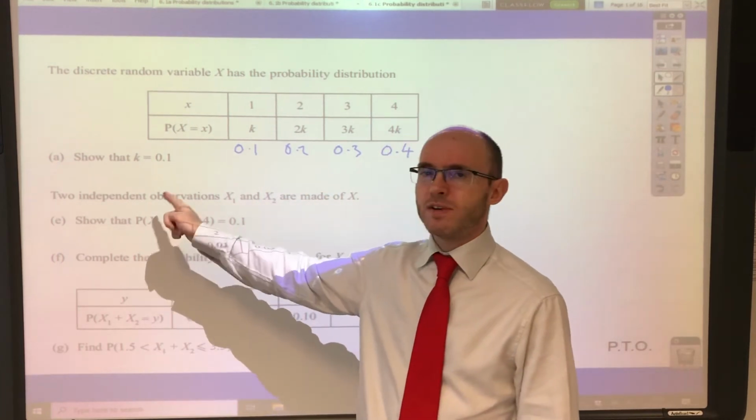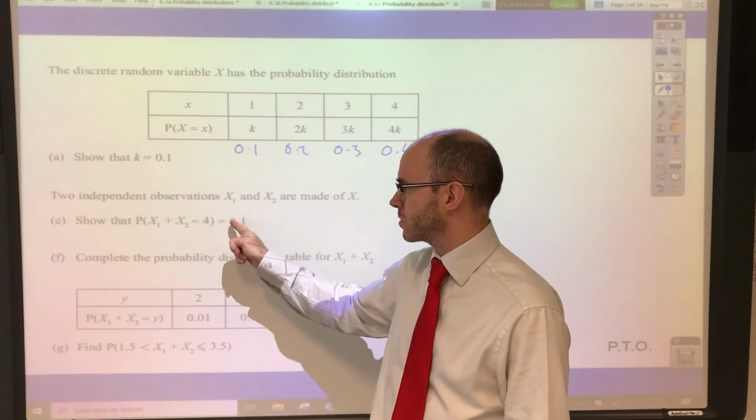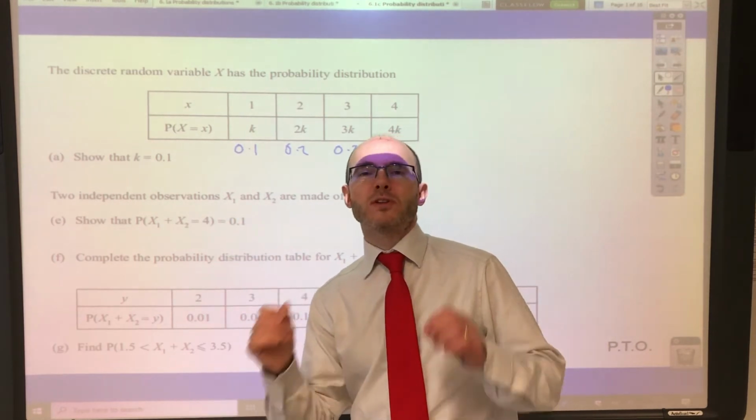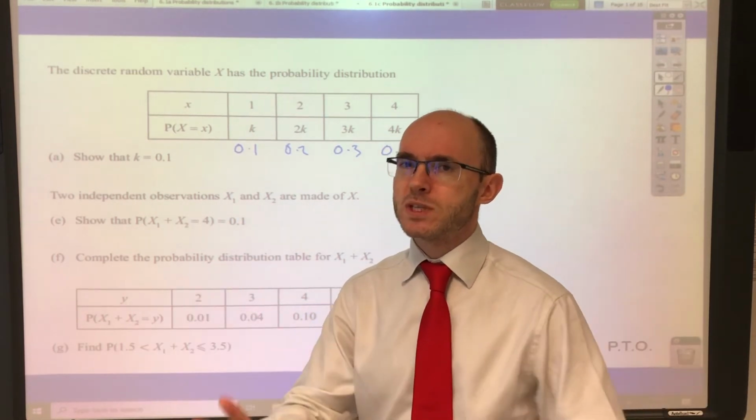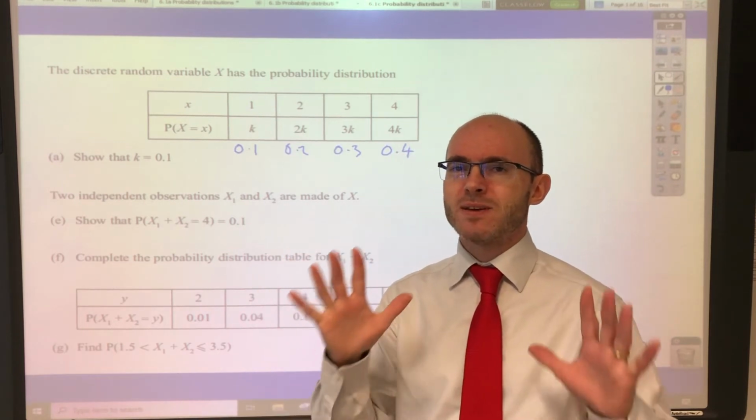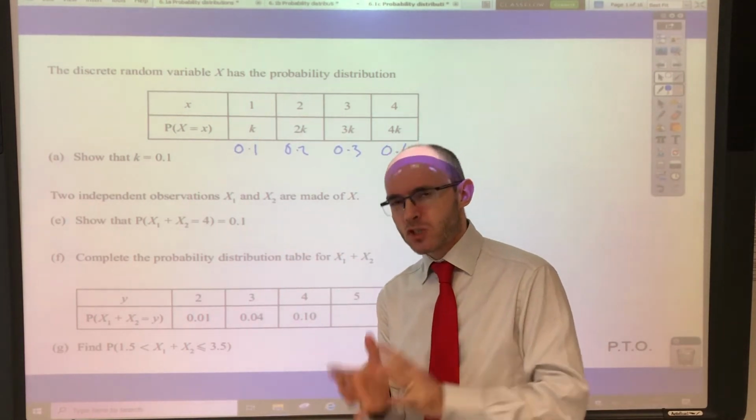Show that the probability of X1 plus X2 equals 4 is 0.1. This is what throws people: the notation. What does that mean? I'll just try and break it down for you.